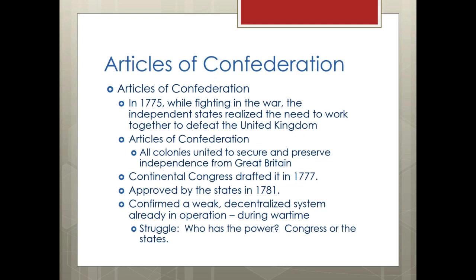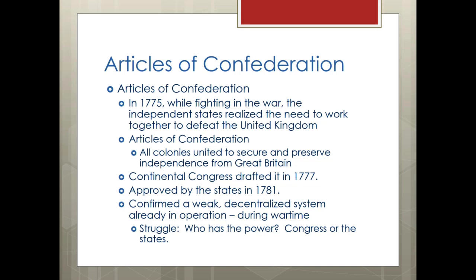During the Second Continental Congress, which was in existence for a while, the delegates began to realize that they needed some type of document which would evidence and provide for the government that was necessary to help fight the British. So in 1775, they began to realize that they needed to develop a document that would govern the country, govern the forces. And what they did was they created and drafted the Articles of Confederation, which was drafted in 1777, and it was approved by the states in 1781.